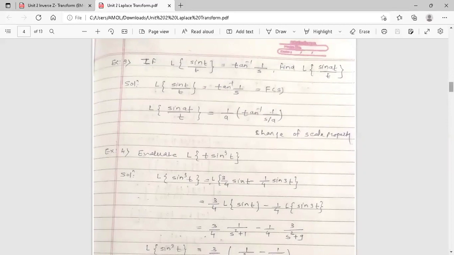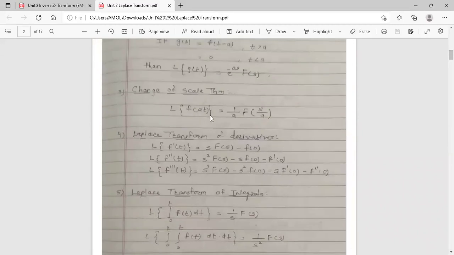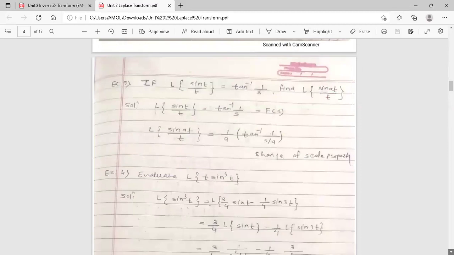Change of scale property. What is the change of scale property here? Laplace of f of at is equal to 1 upon a into f of s by a. In f of s, you replace s by s upon a, if the coefficient of t is a. So we are doing the same thing here. In place of t, there is at, meaning this function is f of at. Then you replace every term of s by s upon a. So this is your f of s. Replace the term of s by s upon a here and multiply the complete term by 1 by a, using the change of scale property. So we are using the change of scale property here.